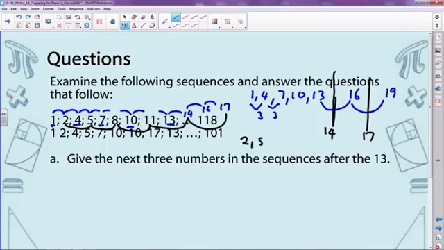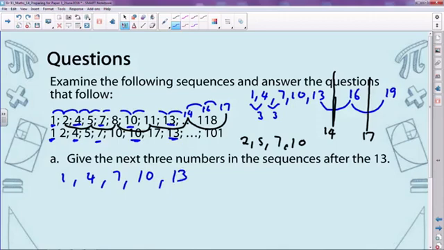Now, give the next 3 terms in the sequence after 13. Some of us will say this is the same: 1, 2, 4, 5, 7, then 10, 10, 17, 13. Now you have to open your mathematical eyes here. Like I said on the first problem, if you split, this is 1, 4, 7, 10, 13.